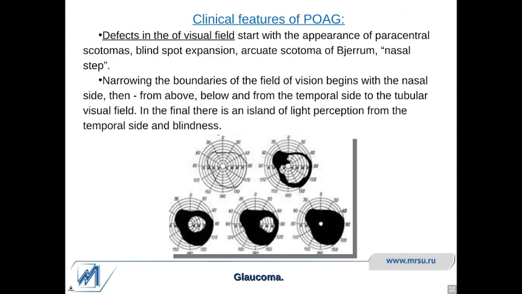We see the narrowing of the borders of the field of vision begins with the nasal side, then from above, below, and from the temporal side, to the tubular visual field. Here we have the visual field with the start of narrowing, then going to the center more, and only the tube variant of visual field. And then after this, the visual field becomes blindness.